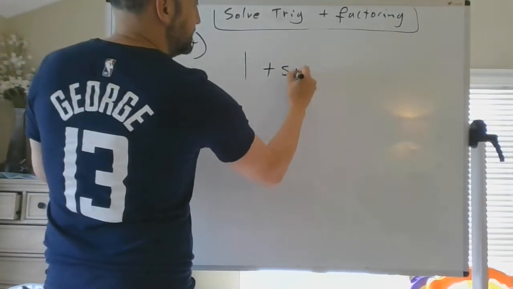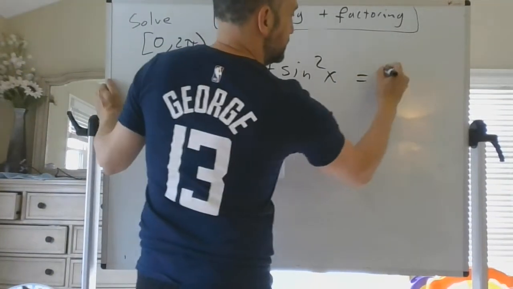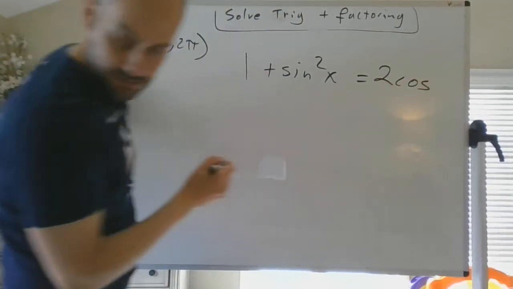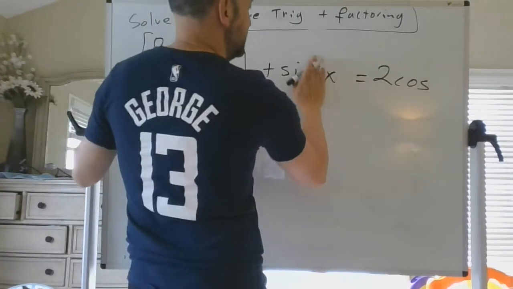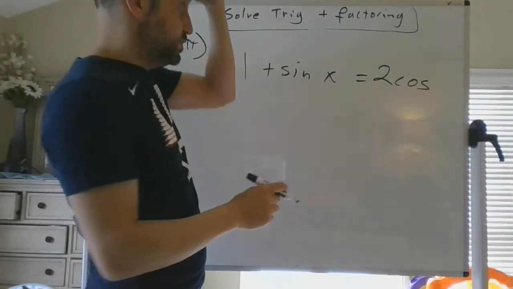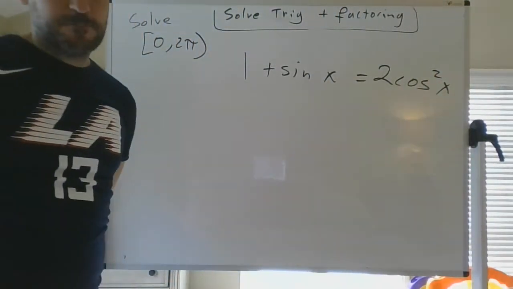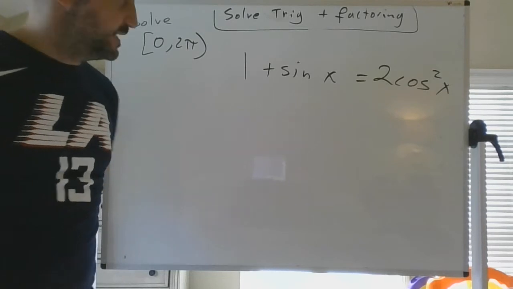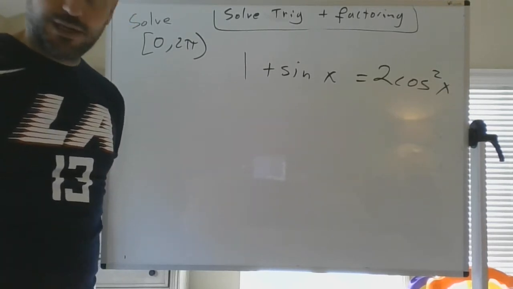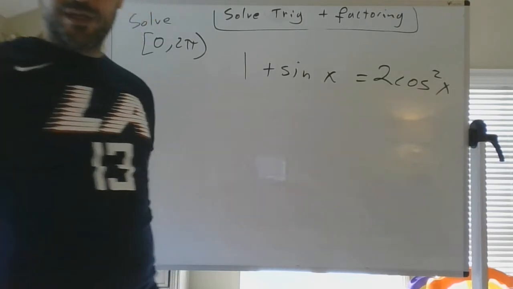1 plus sine squared x equals 2 cosine squared. Oh, sorry, this is 1 plus sine of x. I'm sorry, I did that one wrong. 1 plus sine of x equals 2 cosine squared x. Yeah, don't waste your time. You can't factor that. Not factorable. But it's okay. We don't have to factor it. We can still solve this. Now, how are we going to solve this?